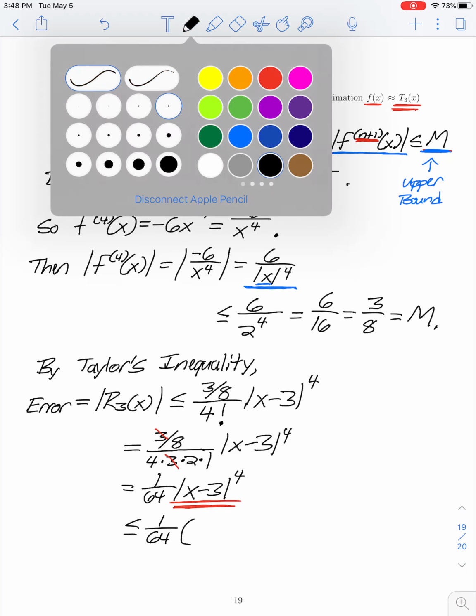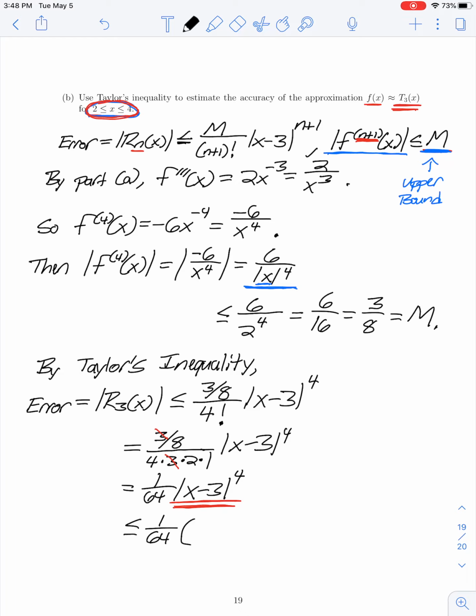So by plugging in either x equals 4 or x equals 2, I would have, say, 4 minus 3 to the fourth power in absolute value. So 1 to the fourth, or if I plugged in x equals 2, I would have negative 1 to the fourth power, which is still 1. So the largest value for our error is 1 over 64.